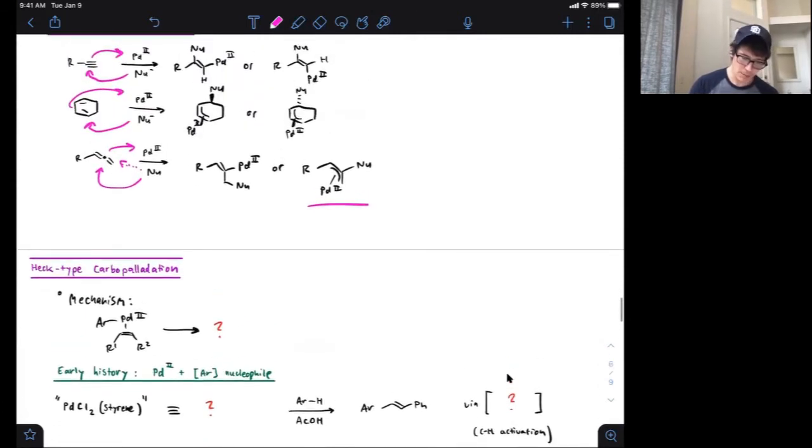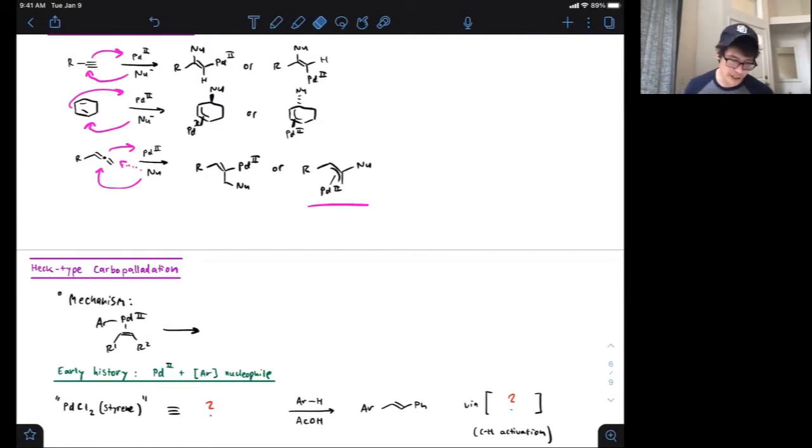Okay, let's talk now about Heck type carbo-palladation. As I said, we'll go through this quickly because we already covered this in the context of 1,2 migratory insertion, and now we'll just put the finishing touches to see how this integrates in catalysis. So first, let's walk through the mechanism of this and what gets spit out at the end.